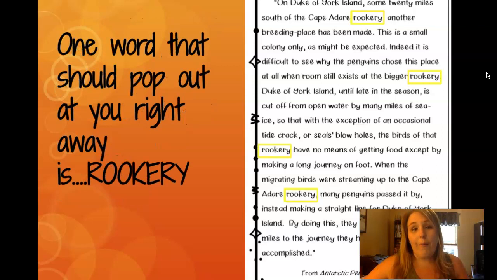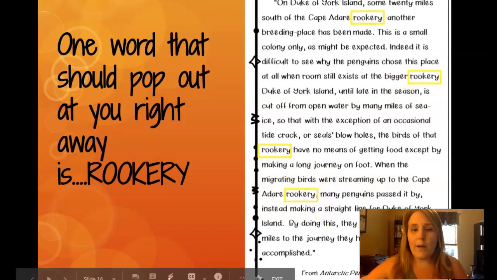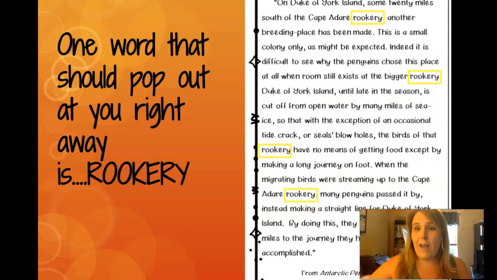Now, when you come back, what you should see popping out at you right away is the word rookery. I'm going to be honest with you, I wasn't real sure what a rookery was as I read through this whole thing. By the end of it, I could use some context clues to figure it out, but you'll notice it's used over 4 different times within this paragraph. This is considered a word that would be domain specific to the idea of penguins.